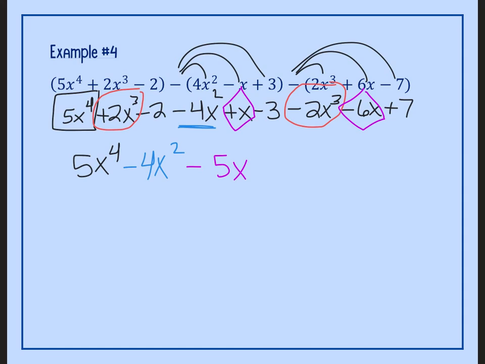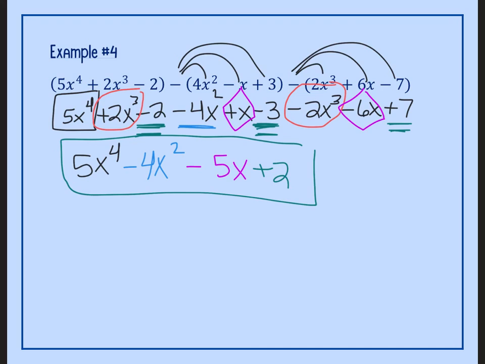And last but not least, I have a -2 minus 3. So -2 minus 3 is -5. -5 plus 7 is a +2. And this becomes your final answer.